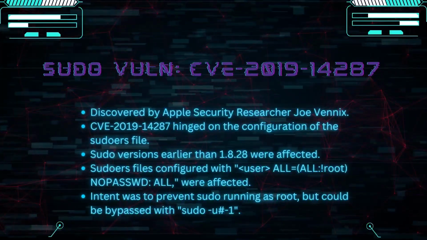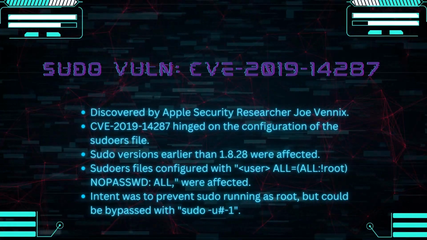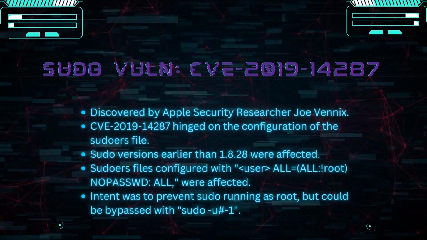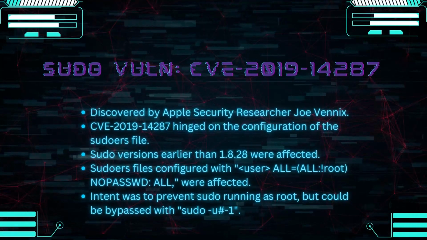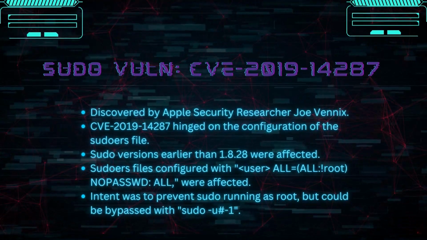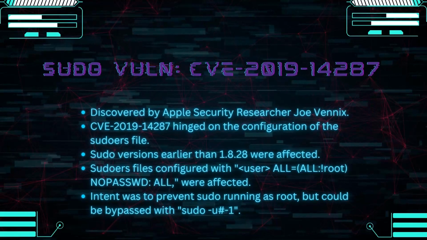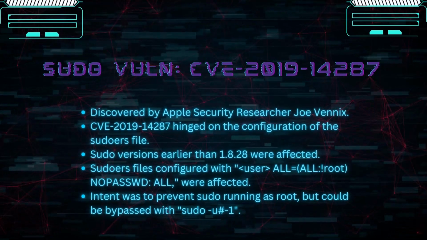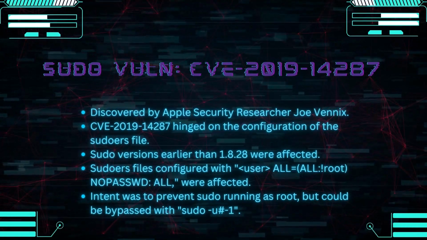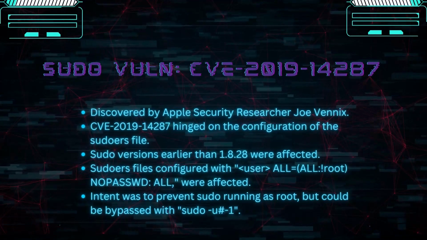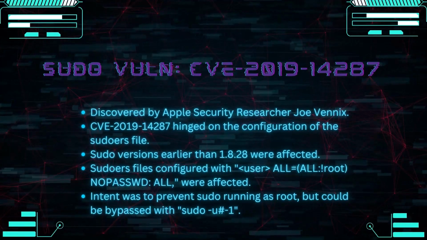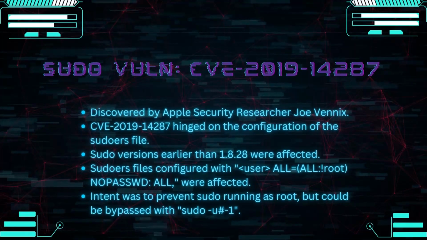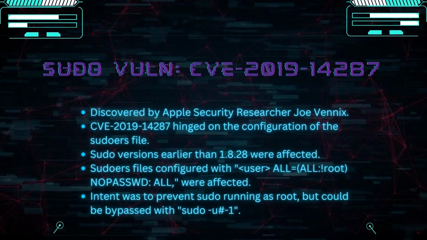The Sudo vulnerability documented in CVE-2019-14287 hinges on the configuration of the sudoers file. Specifically, if the sudoers file is set up with an entry shown in the CLI, it is intended to restrict the user from executing commands as the root account. However, a vulnerability was discovered in versions prior to 1.8.28 that allows an attacker to execute commands as root.